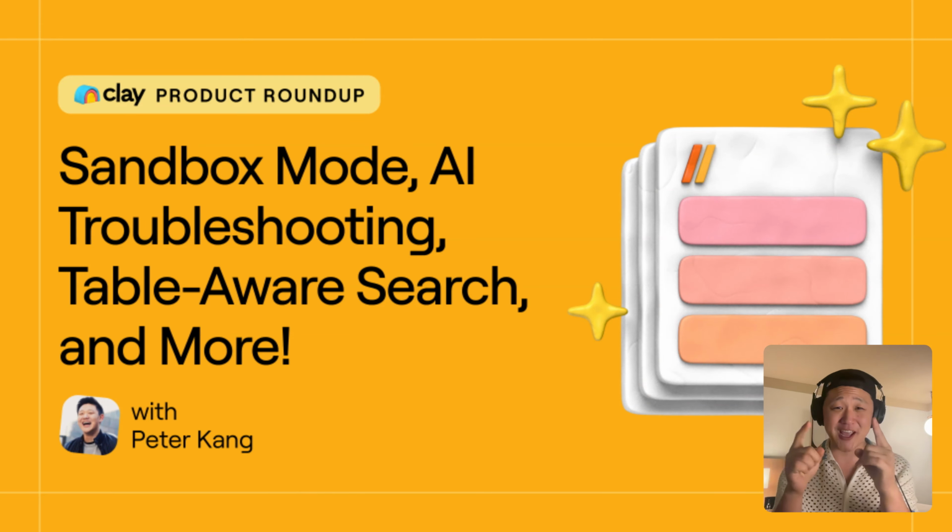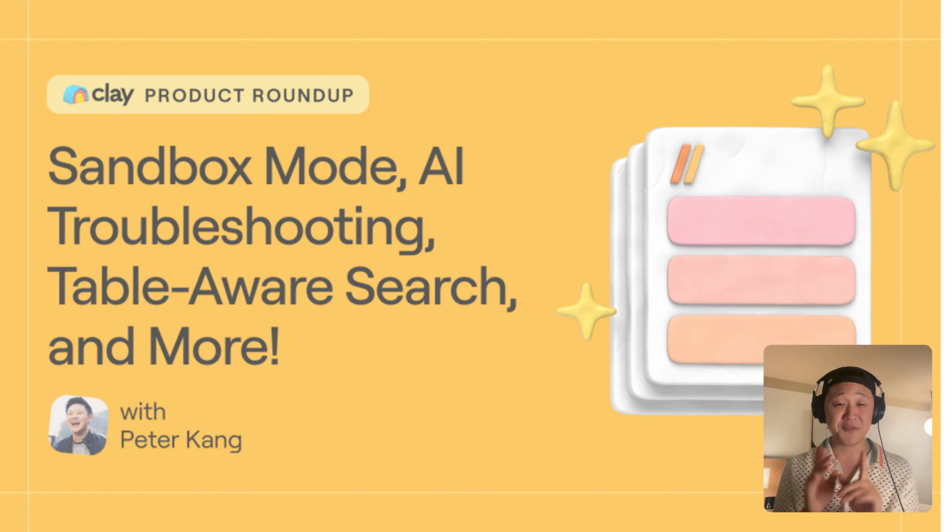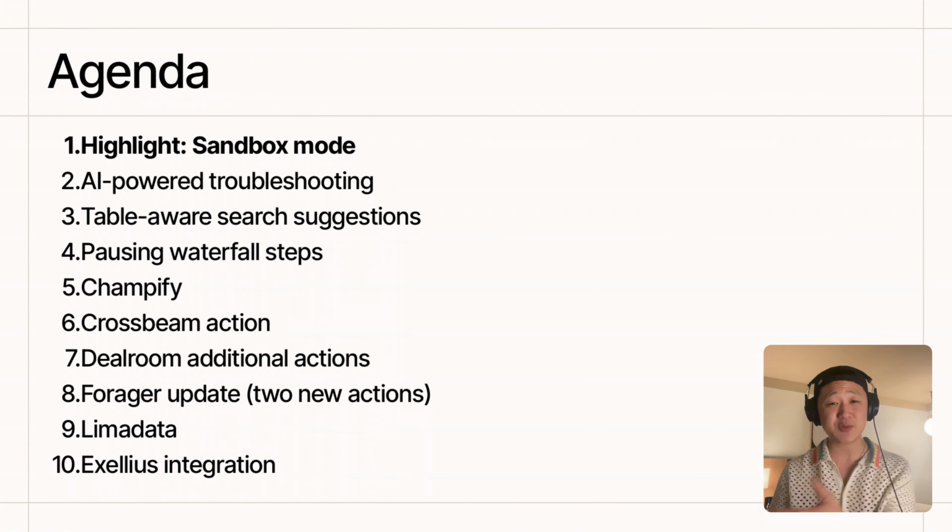I got my Clay shirt on, and you better lock in because we shipped a ton for this product roundup. We've got Sandbox mode for testing enrichments without burning credits, AI-powered troubleshooting, smart enrichment suggestions that are table-aware, tables as inputs, and new integrations from Champify, Crossbeam, Forager, DealRoom, LimaData, and Exellius. Let's get the show on the road.